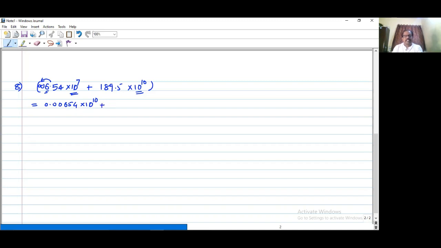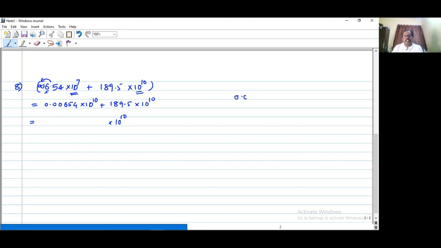Plus, I will keep this 10 to the power 10 term as it is, 189.5 into 10 to the power 10. So what will happen now? Now here the first number is 0.00654 into 10 to the power 10. And to the right side, the second number is 189.5 into 10 to the power 10. So I will keep 10 to the power 10 as it is, and we add the remaining part, the decimal part of these two numbers.